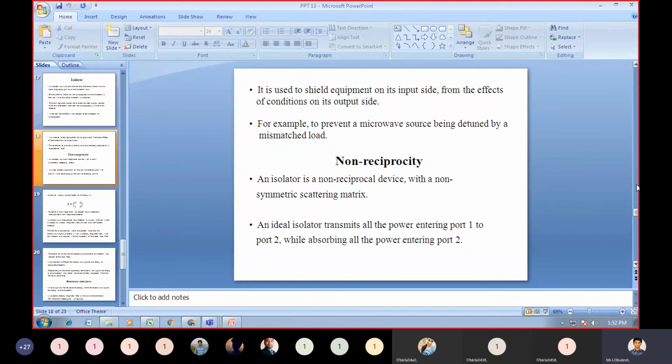It is used to shield equipment on its input side from the effects of conditions on its output side. For example, to prevent a microwave source being detuned by a mismatched load.